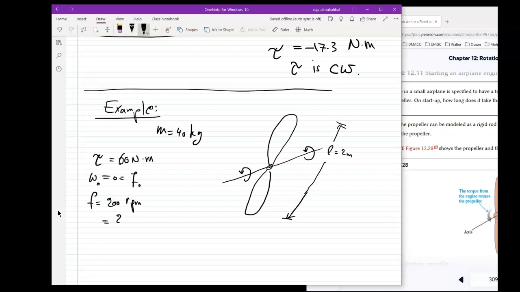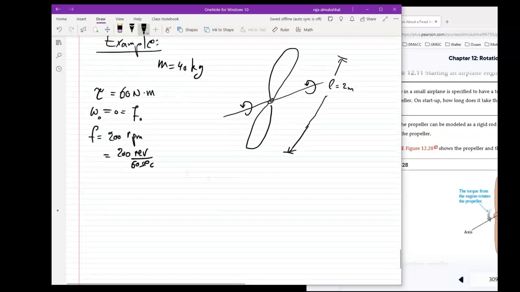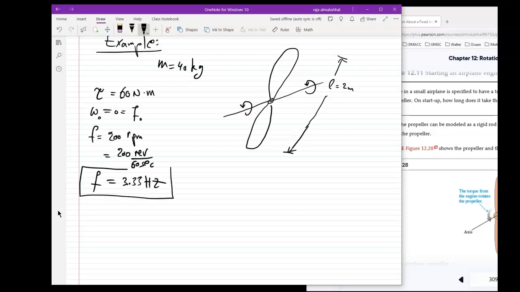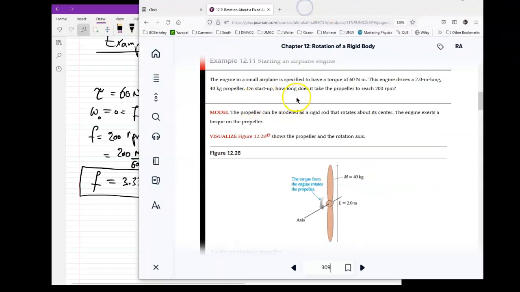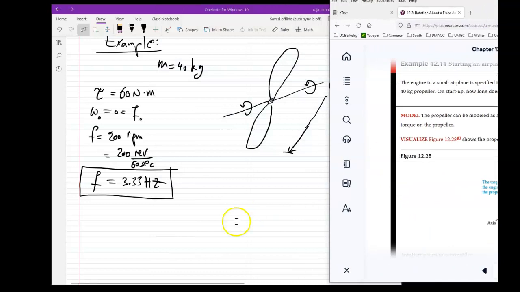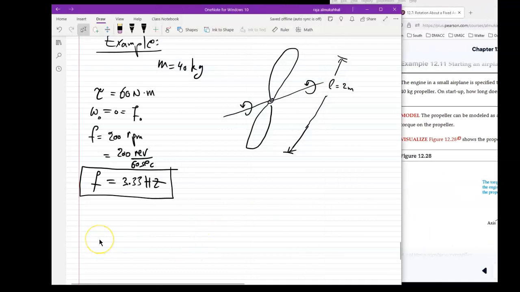That's easy. Let's do it quickly. So 200 revolutions per 60 seconds, you see what I'm saying? And then we can get that, and that will be equal to 3.33 hertz. That's the final frequency. I'll come back to it. He said, how long? Let me go back again. How long does it take to reach 200? All right, that looks like a kinematics problem, you know, rotational kinematics. So he's asking for the time.